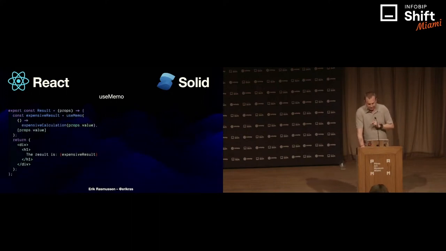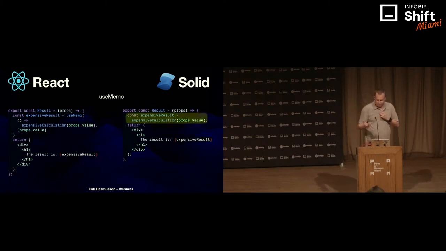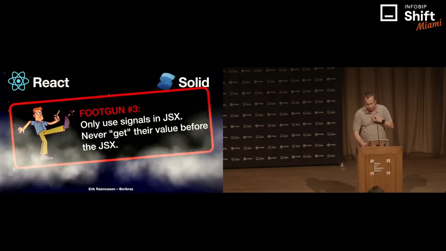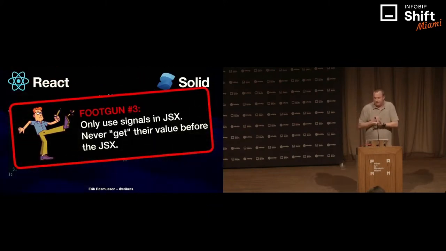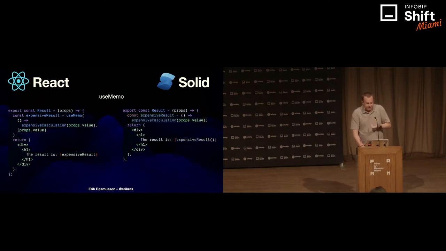Forgot the dependency array. It's very important. And in Solid, you'd think that this might be a way to do it, but this line has a problem. What's the problem? Well, we're getting a value of a signal, the props.value, before the JSX. So what we can do is wrap that in a function that turns it into a derived signal, and then we can just use that.